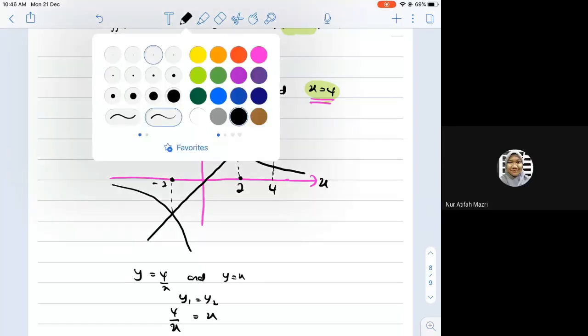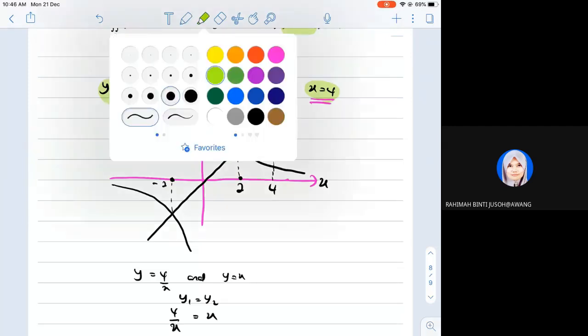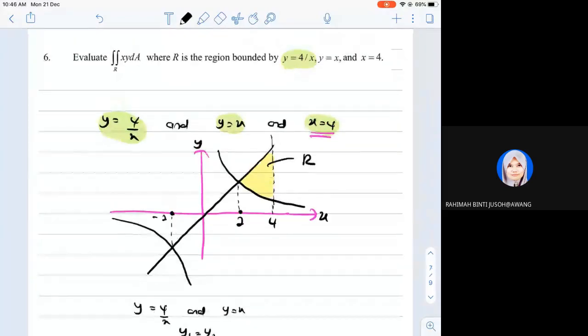Yes, we have to consider x equals 4, isn't it? So we will have this region. All right, so this is our region R. Okay, now tell me, how do you want to solve this?